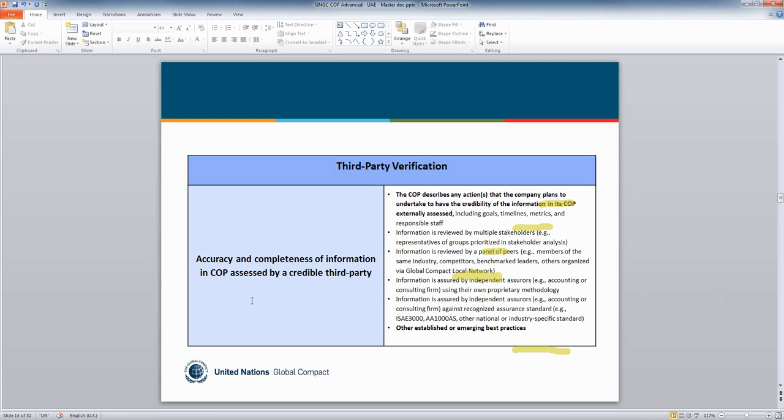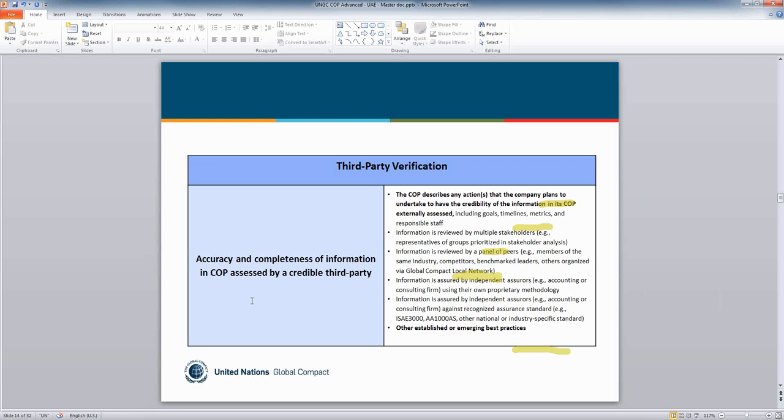Of course, the highest standard in terms of third-party verification is assurance by qualified companies like auditors, for example. There are some consultancies that do this assurance as well. That's the highest standard.